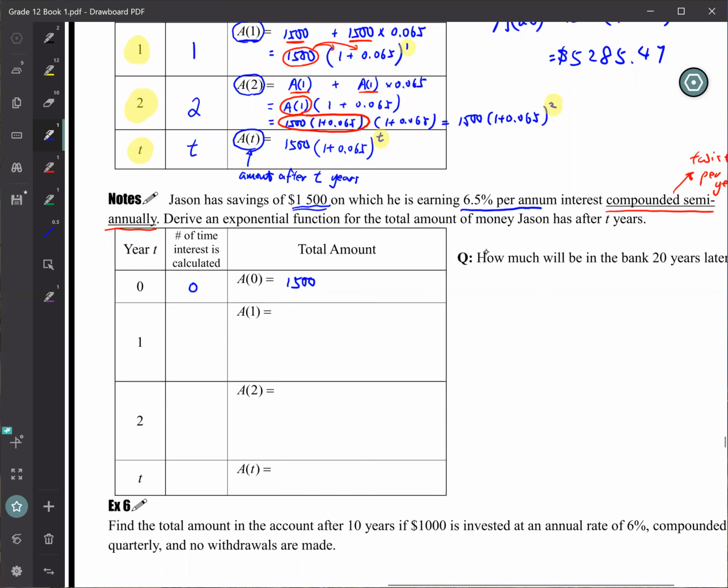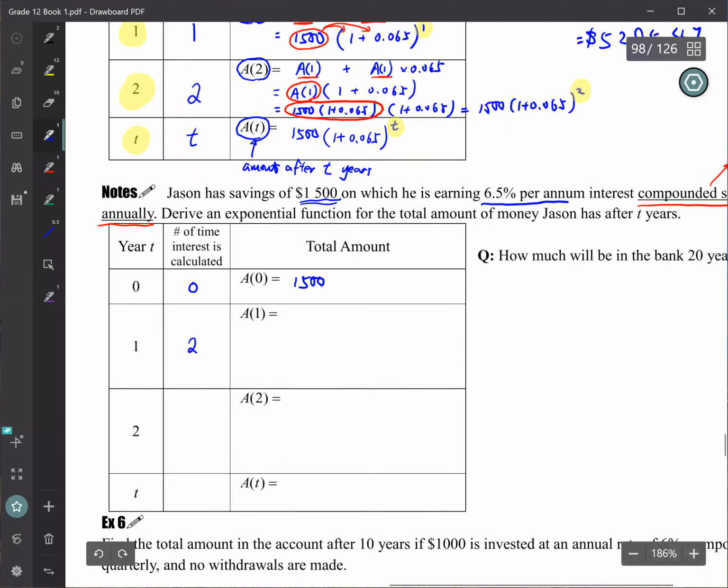So same thing is gonna happen, right? 1 year later, how many times have you got the interest? Tiana, what do you think? After 1 year, how many times did you get the interest? 2. Yeah, you'll get 2 times, right? Because this time is semi-annually. So 6 months later, you get 1, 12 months, right? Another 6 months, you get another interest, so 2 times.